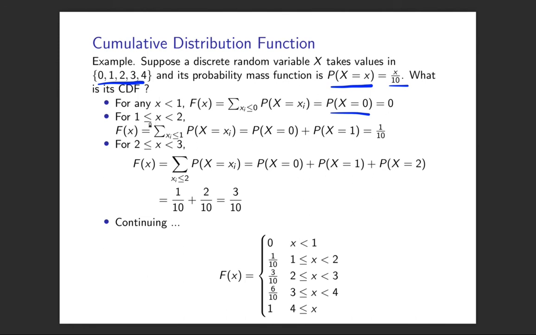For x between 1 and 2, F of x, and I've flipped from a to using x here, the probability that our big X is less than or equal to this little x, with x in the range 1 to 2, is the same as the probability that X equals 0 or X equals 1. X equals 0 is 0, then we add X equals 1, which is 1 over 10. So we get 1 over 10.